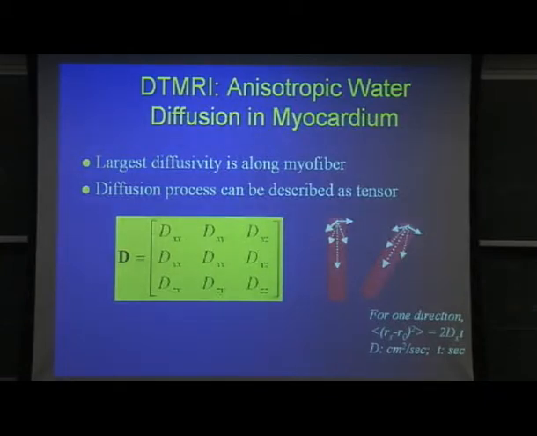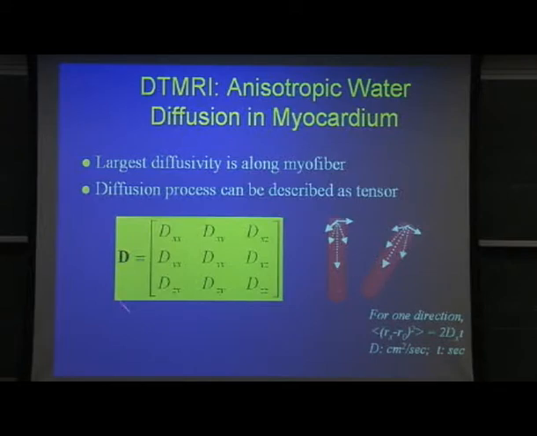We've been doing some work with Dr. Efimov looking at diffusion tensor mapping, or diffusion tensor magnetic resonance imaging, to map the anisotropic water diffusion in the myocardium, because that tells you what the fiber orientation and the sheet orientation is. You get primary and tertiary eigenvectors out of this kind of analysis. The reason is that the largest diffusivity of water is along a fiber, because the water diffusion is restricted to the fiber orientation. So it doesn't go across the fiber, it goes along the fiber.